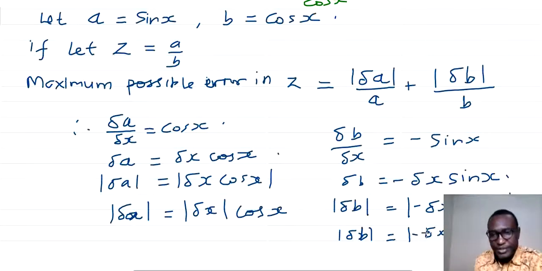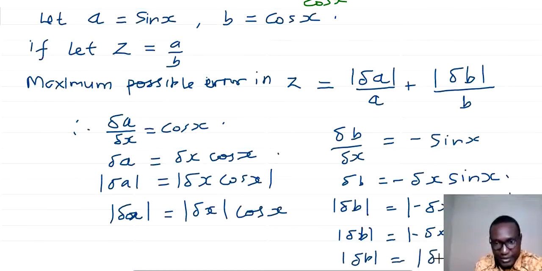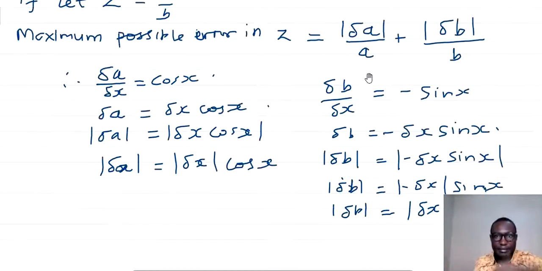The magnitude signs are there to ensure that this here is positive, and therefore the negative is going to be absorbed, and we shall have delta b equal to magnitude delta x sin x. So the next step is we are going to substitute what we have here to get the maximum possible error in z. So let us do that.